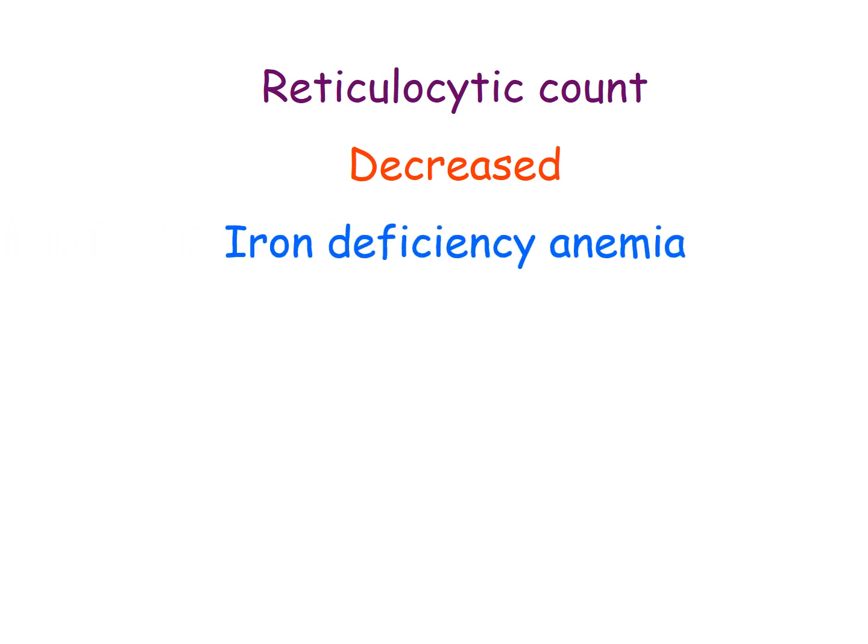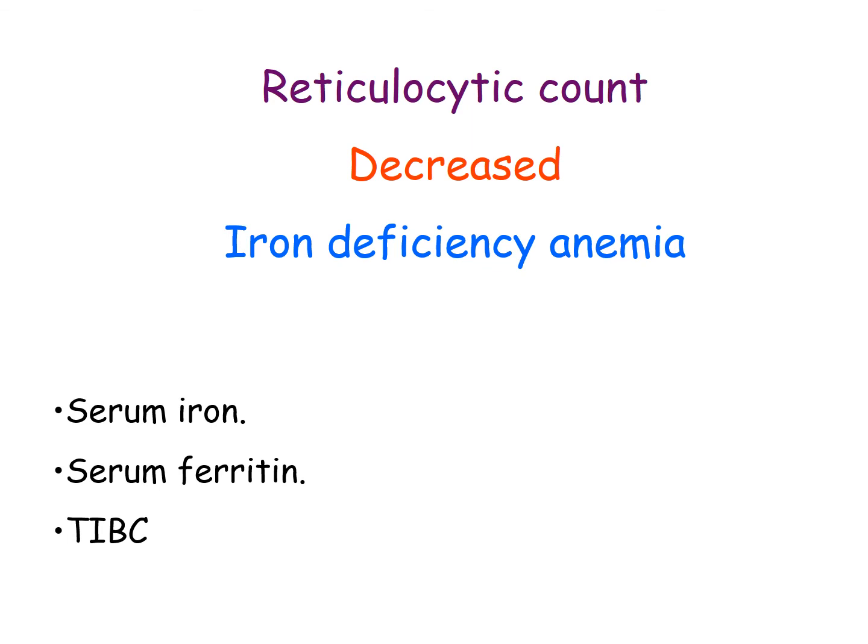So I have to go further for serum iron, serum ferritin, and TIBC. It is usually diagnosed by low serum ferritin, but if serum ferritin is not low, we have to divide iron over TIBC to get what's called transferrin saturation. If it's less than 16%, you have to think of iron deficiency.